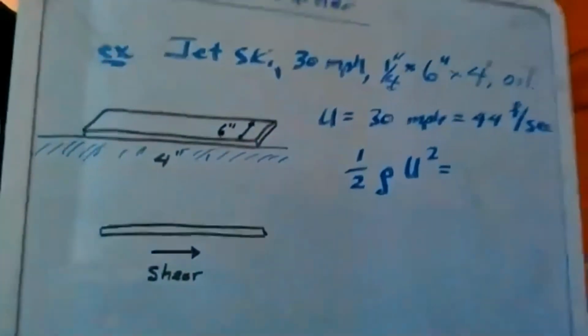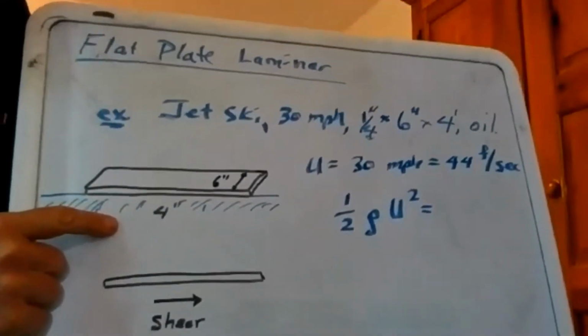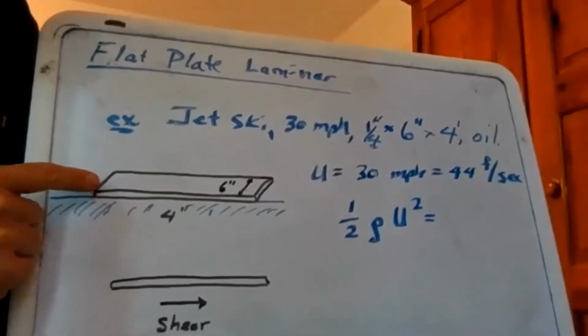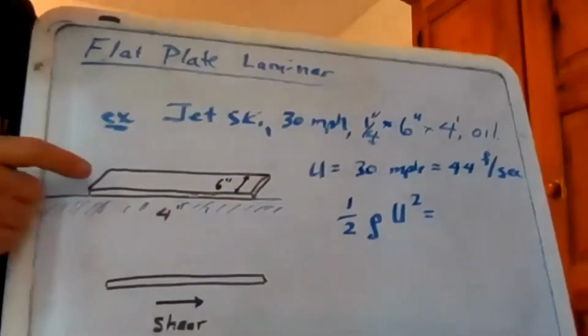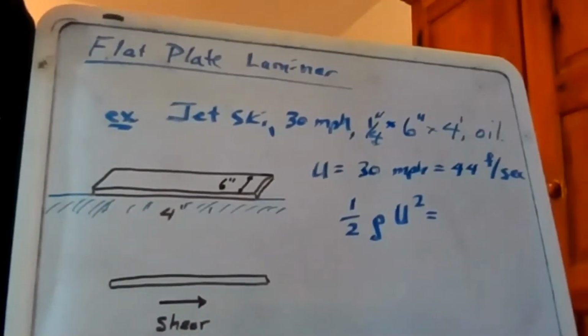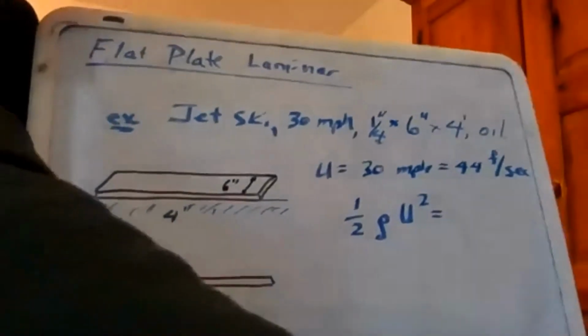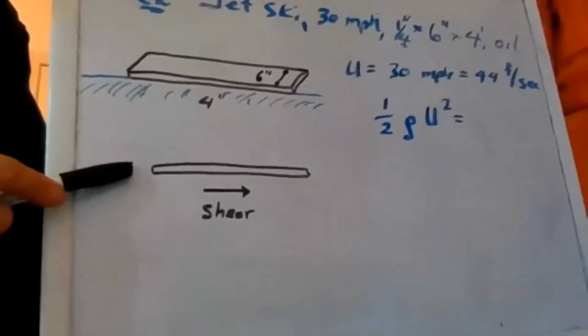All right, so a couple things about it. True drawing here, obviously a jet ski's length would be in the direction of motion, so this would be 4 feet. This is a 6-inch wide jet ski, and the 1/4 inch would be the height. It's not very tall, so I'm thinking about this jet ski as moving to the right. Okay, here is a side view of it.